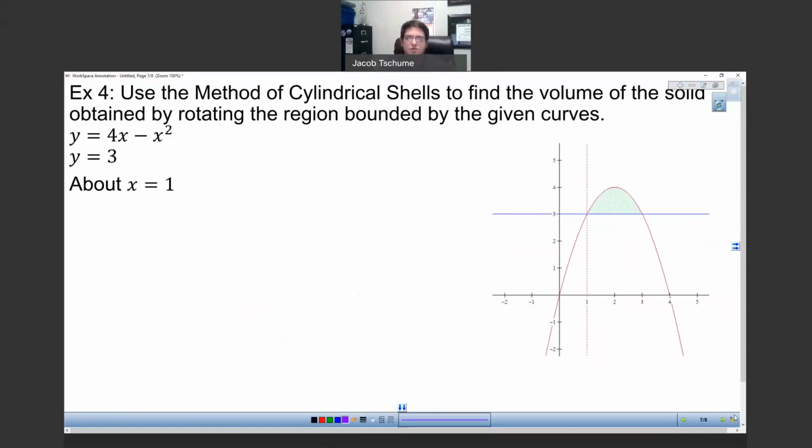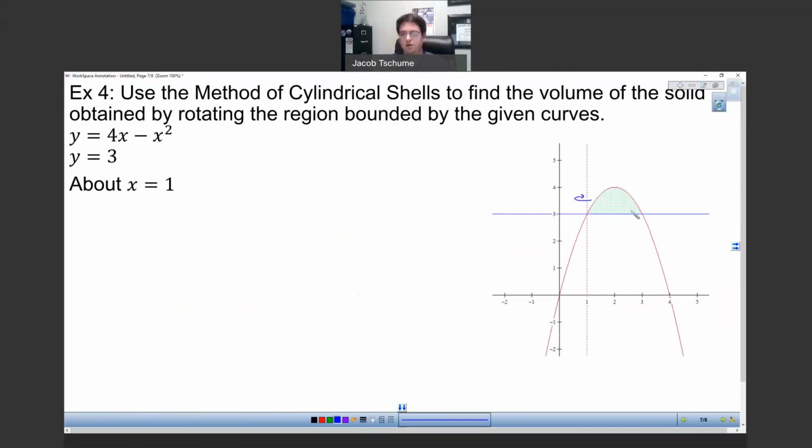All right, so now we have to bring back the idea we saw in the last video where you have to also be able to rotate these regions around lines that aren't the axes. All right, so it's going to be a very similar technique to what we did. So let's look at this one. If you're given y equals 4x minus x squared, bounded by y equals 3, can you take that region and we want to rotate it around the line x equals 1 using the method of cylindrical shells?